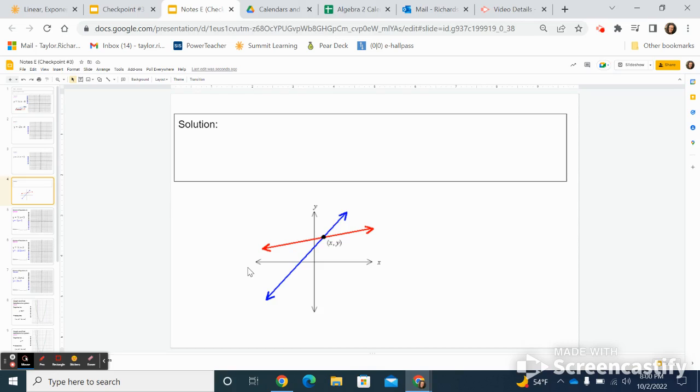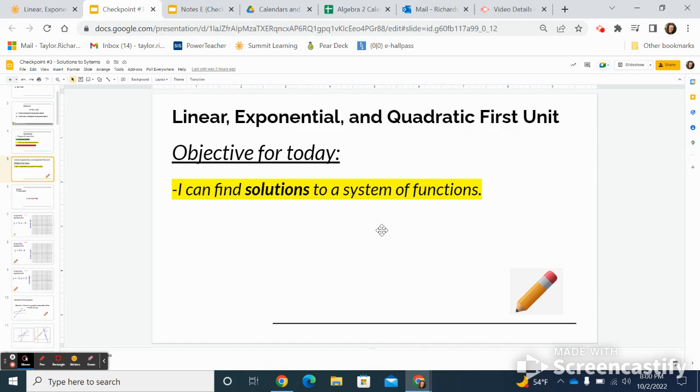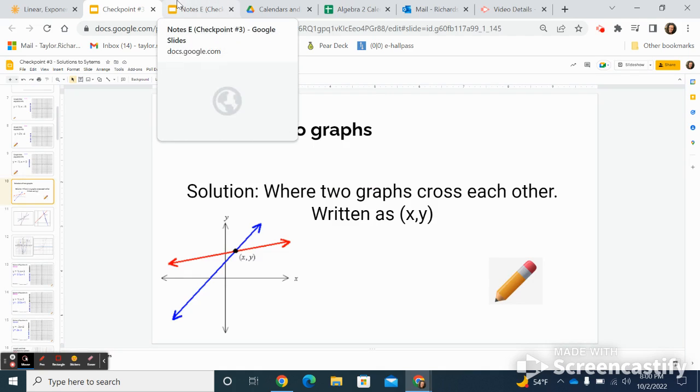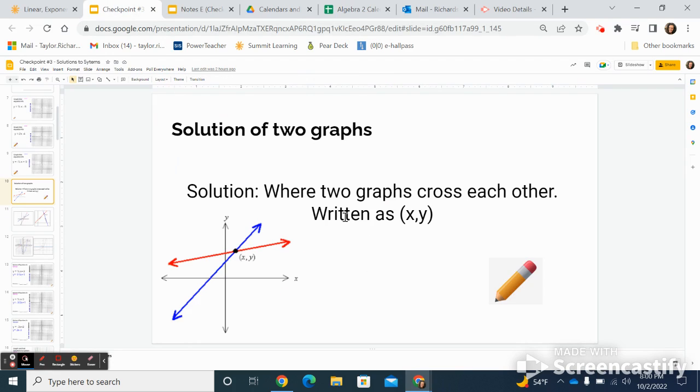Okay, here's slide 4, and we're going to actually get to what our objective said. Remember, our objective was all about how do we find solutions? Well, here is the definition for solutions, at least for graphs, right? So in this box right here, go ahead and write this definition. A solution is just where two graphs cross each other, and it's going to be written as an ordered pair, so an x value and a y value.